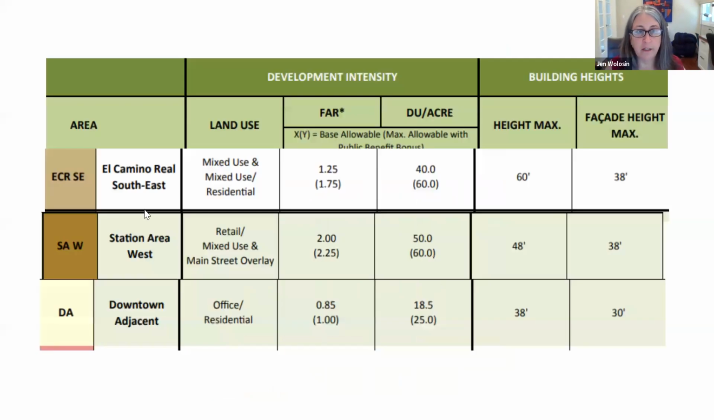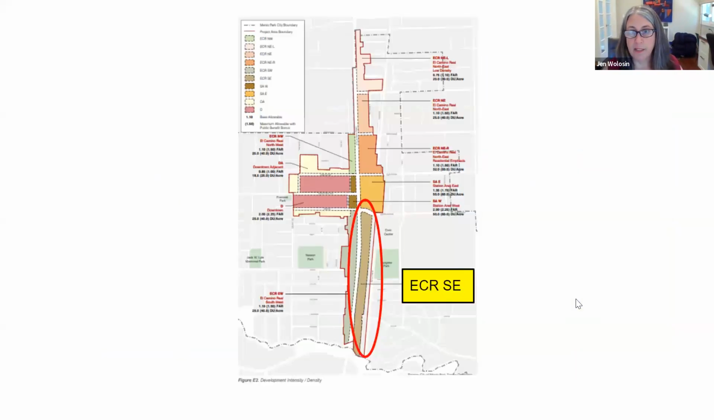So I've zoomed in here to show 3 different of the 10 zoning districts in the downtown specific plan, showing that there's differences between the type of land use. So some are showing more mixed use, more retail, some more emphasis on residential, the different levels of intensity and dwelling units per acre. So you can see in the El Camino Real Southeast section of the downtown specific plan, it was allowing much more units per acre than, for example, the downtown adjacent, different heights allowed, and the facade. We're going to go over this in a little more detail.